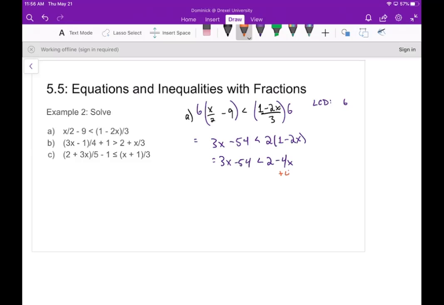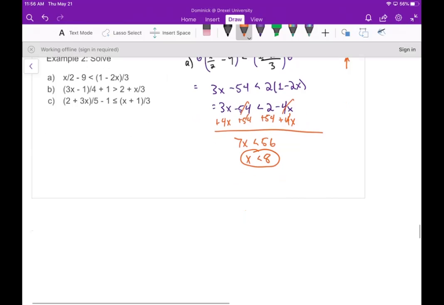So if I add 4x and add 54, I'm going to get that 7x is less than 56. So once we divide, we're going to get x is less than 8. Okay, and since my LCD was a positive number, I don't have to worry about checking any of this stuff as long as I don't have division by 0 or anything.